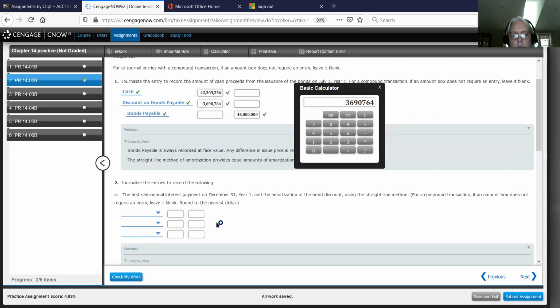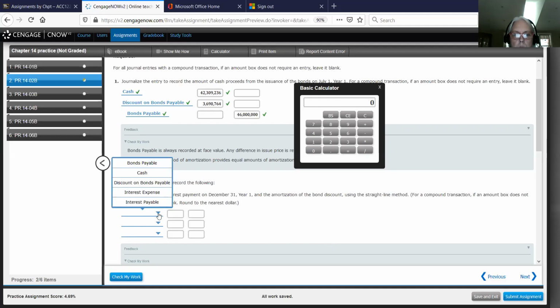In the second entry, they want you to record the first semi-annual interest payment and the amortization of the bond discount using the straight line method. The straight line method is used for amortization, which means we're going to divide the number of periods into the bond discount to get the amount of the amortization. So from our spreadsheet, we would find the amounts that we would need to record here.